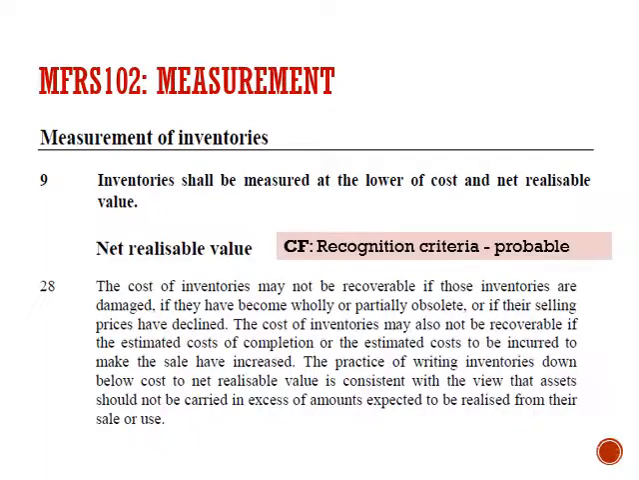Now, this is as such because of the recognition criteria. We can only recognize it as asset if the value is probable. So if the value of inventory at cost is no longer probable, meaning when we sell it, we cannot even recover the cost, then the amount is no longer probable. So we need to adjust the value to be equivalent to the amount that is probable, which in this case, is the NRV.